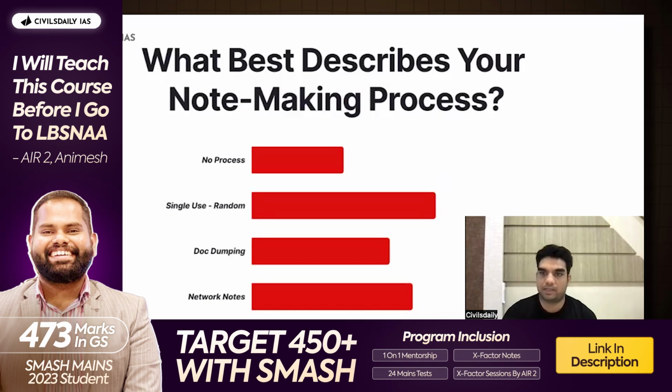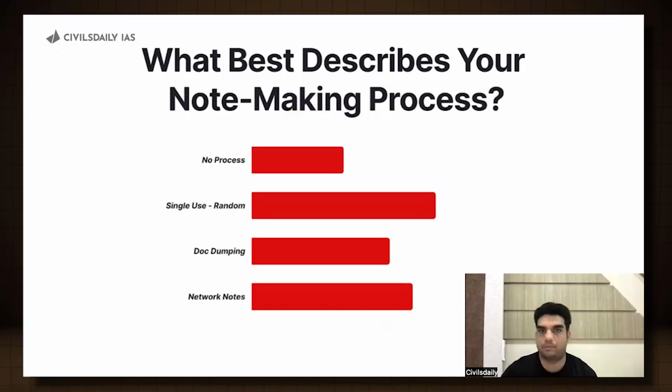B: Probably in school it was mostly NCERT, so you copy-pasted it or highlighted in the NCERT. Probably that's my best thing, right? C: Single use random. Sometimes I go to the library, sometimes I find something, I think I will forget it, so I write it. But probably I don't know if I will ever go back to it, right? So retrieval is a problem. Here and there, no clarity.